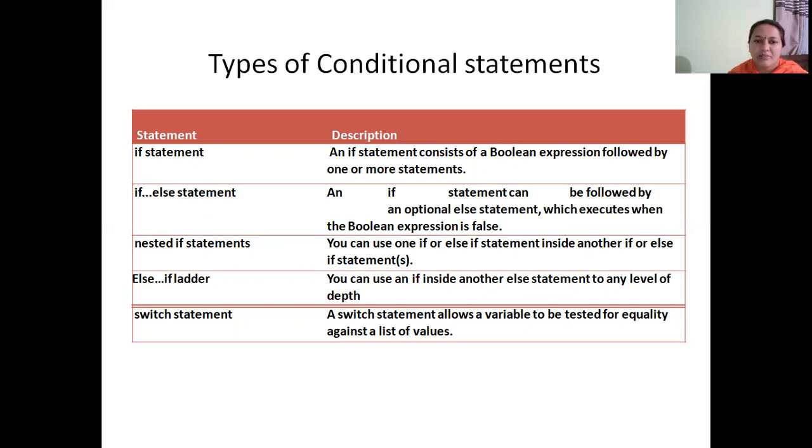The third conditional statement is nested if statement. So in nested if statement, you can nest an if-else block inside the if block or else block of another if-else statement. So whenever you have to implement a complex logic of conditional statements, you can go for nested if. The fourth type of conditional statement is else if ladder. In else if ladder, in each else statement, you will nest another if-else statement to any level of depth depending on the complexity of the logic which has to be implemented in the program.